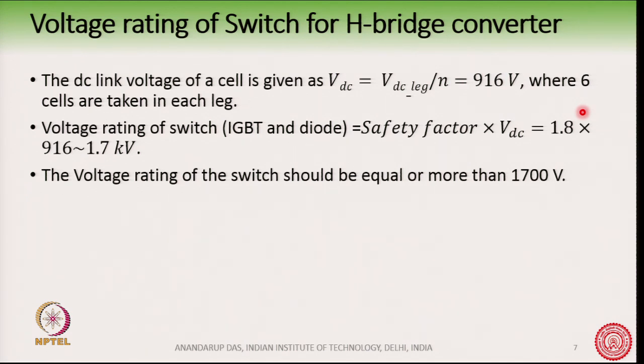So, the voltage rating of the switch can be taken as a safety factor into VDC, and if you take a safety factor of 1.8, then we see that the devices are about 1700 volt IGBTs and diodes. Okay. So, 1700 volt IGBTs or diodes are quite frequently available, at this power, at this voltage, and at the current rating which we have talked about.